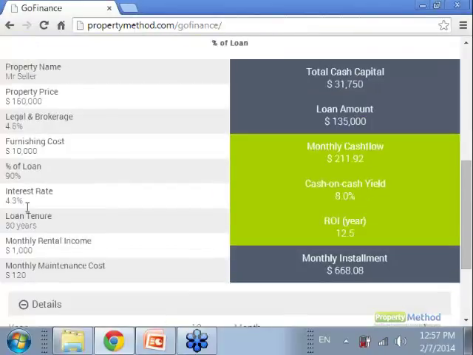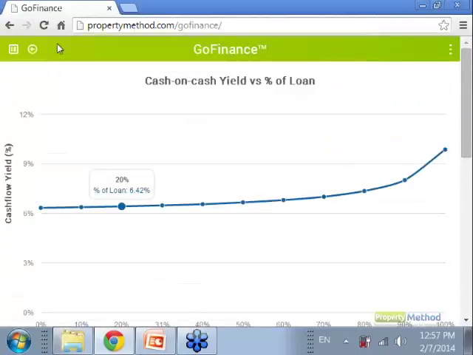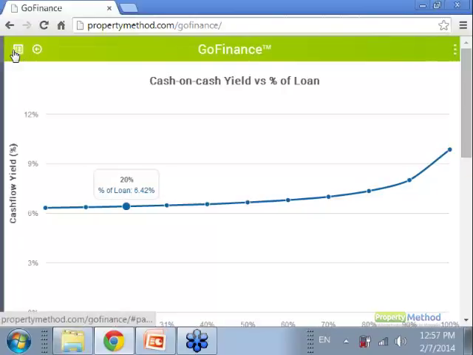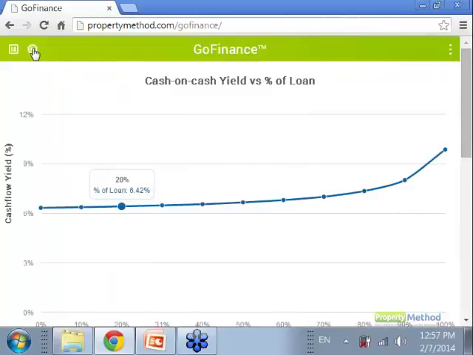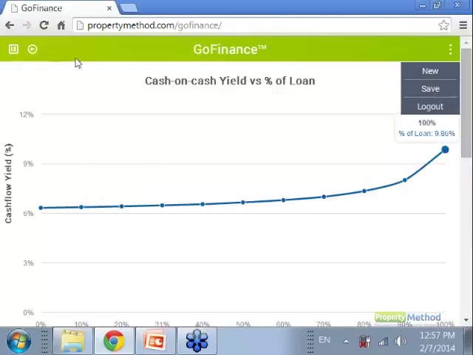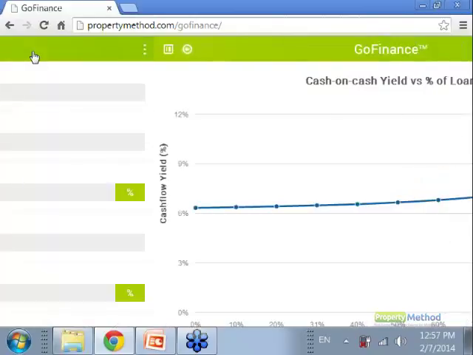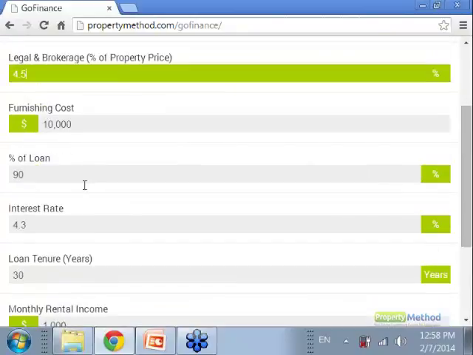On top of this app, you can go back again. There's a back button here, or a property listing for you to change to another analysis. The back button is for us to go back and change other inputs. Later I'll show you. On the top right corner, you can generate a new analysis, like opening a new file for a new property analysis, or save the current one with all the data, or just log out.